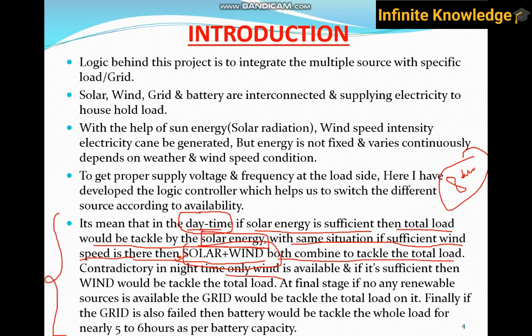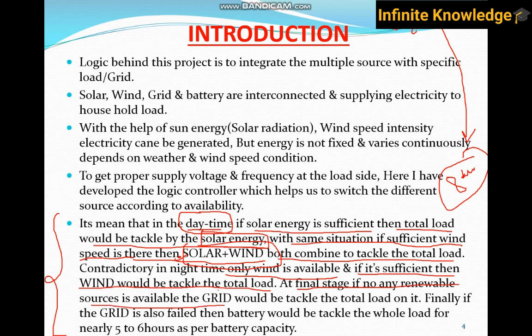Conversely, in the night time only wind is available. Obviously in the night time solar is not available, and only the wind is available. If it is sufficient, then the wind would tackle the total load. So in the night time, if your wind speed is higher, the wind will tackle the 8 kilowatt load single-handedly. Okay.